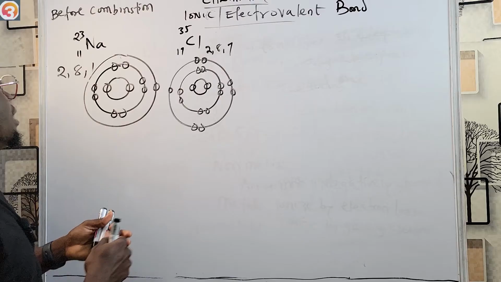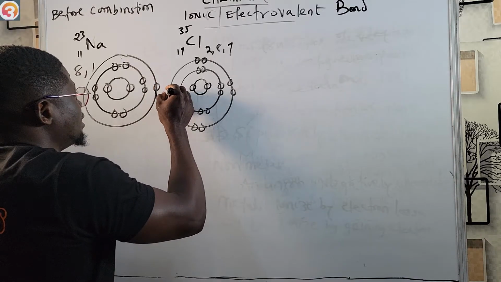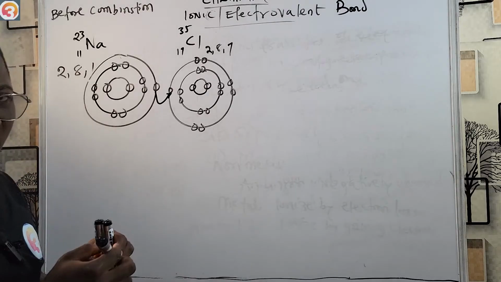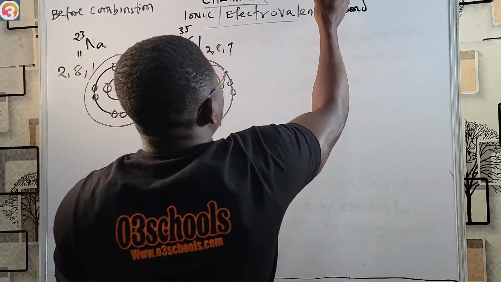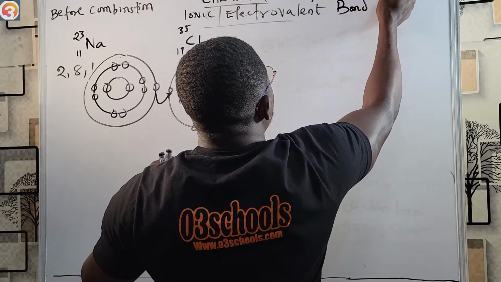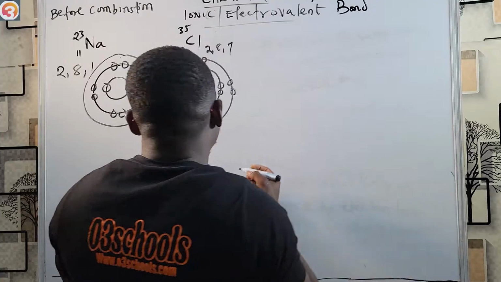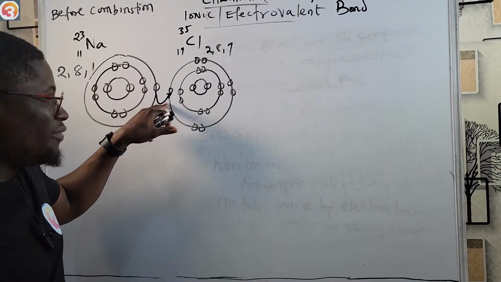So now, this is what happens here. This electron here is transferred to this chlorine atom. So this is before combination, but after combination, what am I going to have now? This 1 electron has been transferred to chlorine.